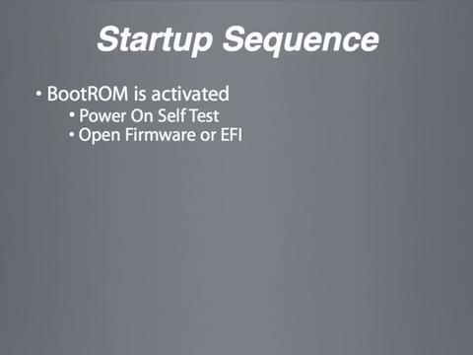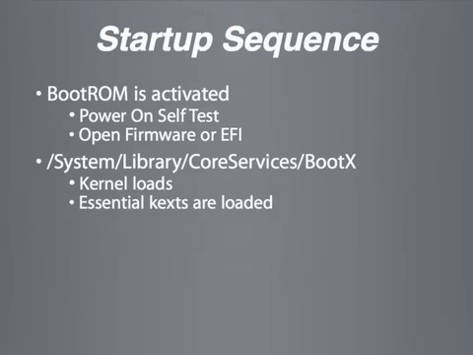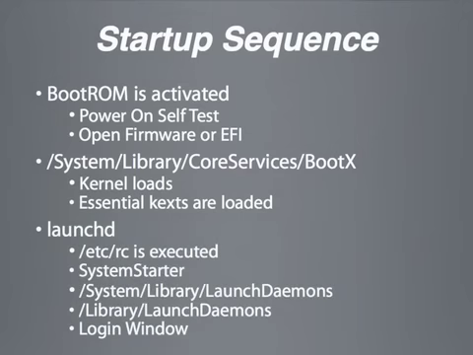launchd is then started. launchd is given a process ID of 1. It executes the RC scripts in /etc, which in turn launches the system starter daemon to handle the old style startup items in either system library startup items or library startup items. Next, launchd scans through two directories looking for its own configuration files. These directories are system library launch daemons and library launch daemons.